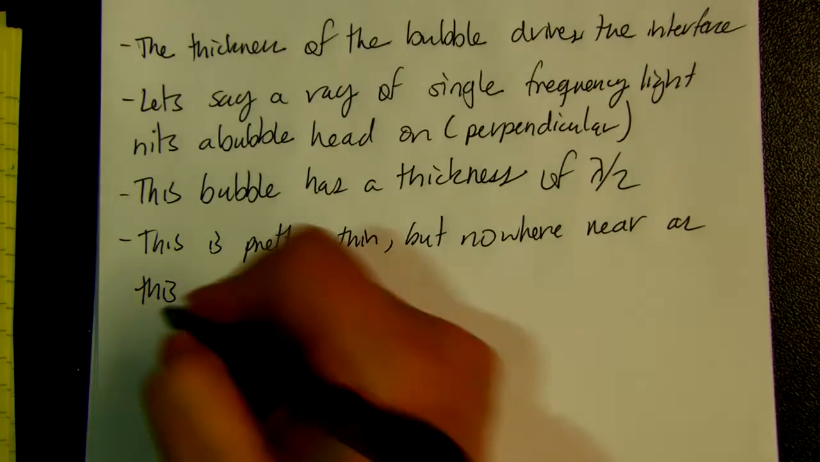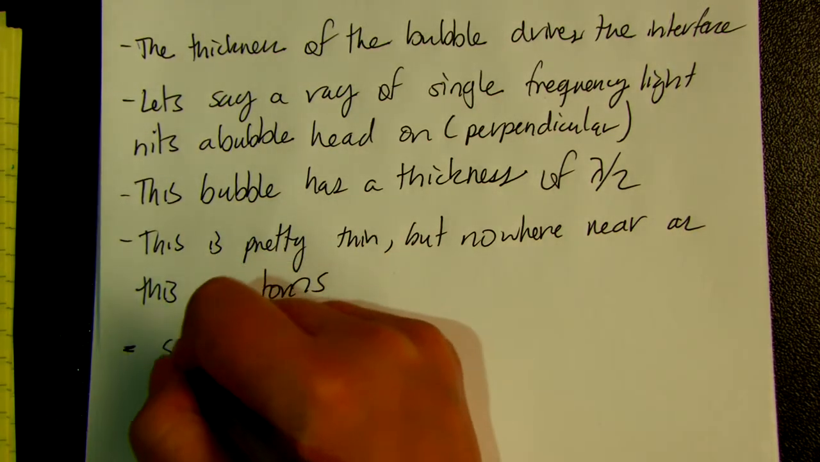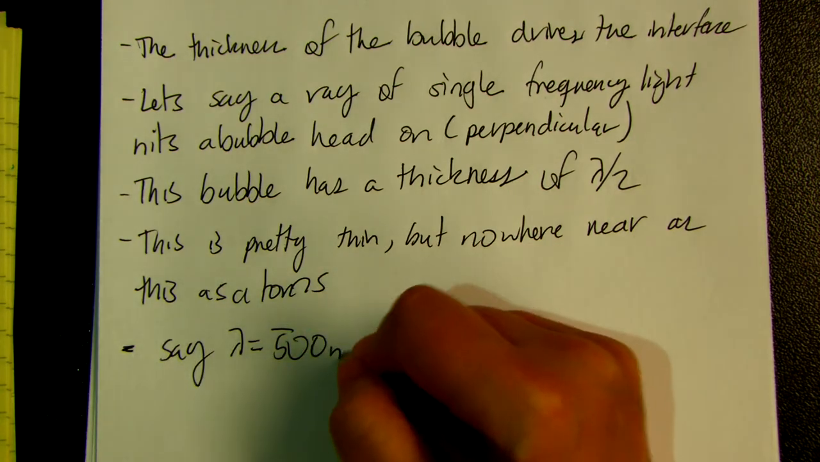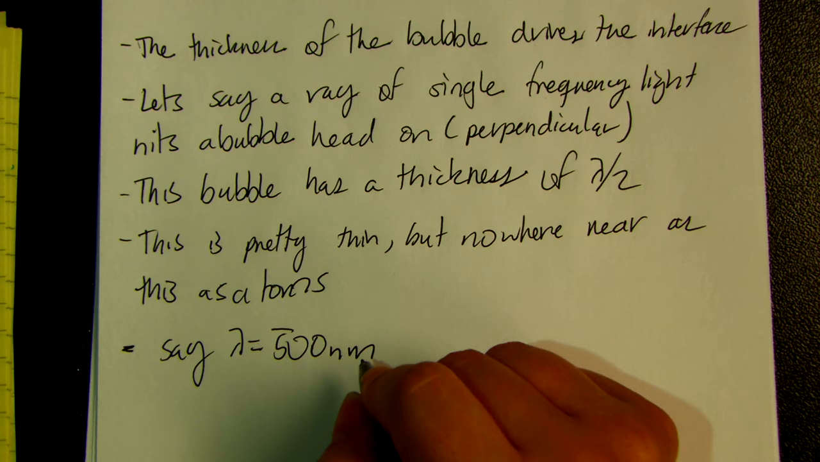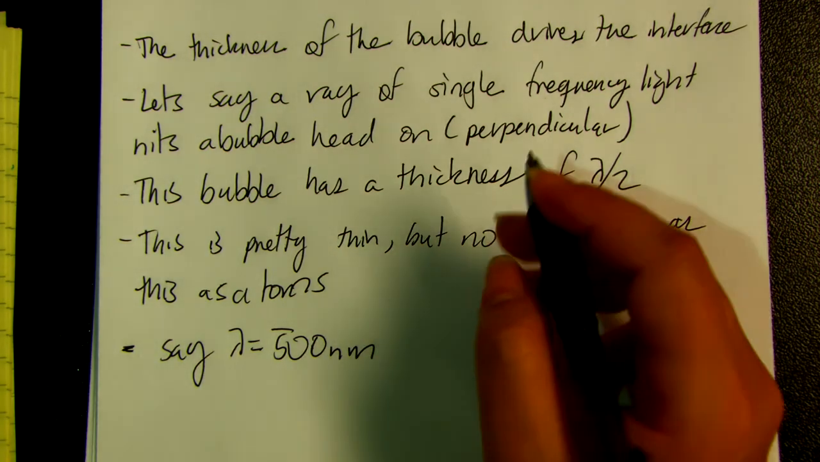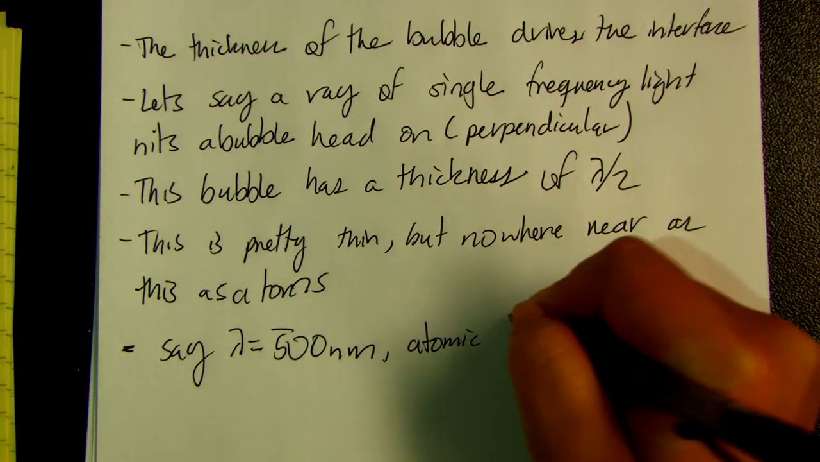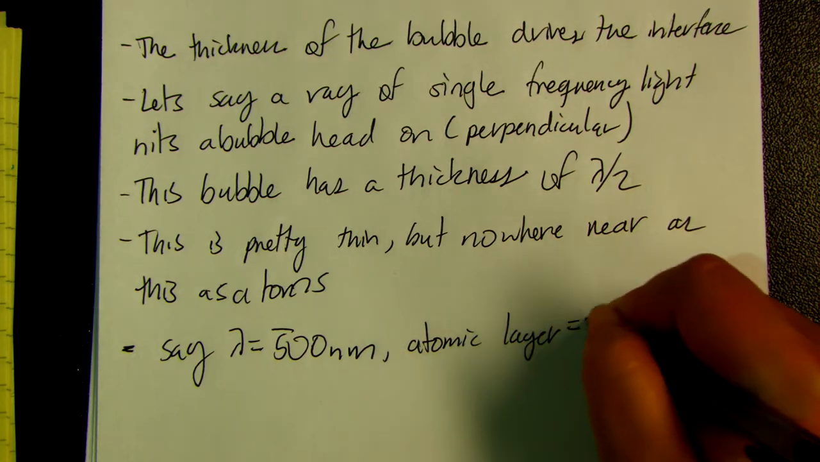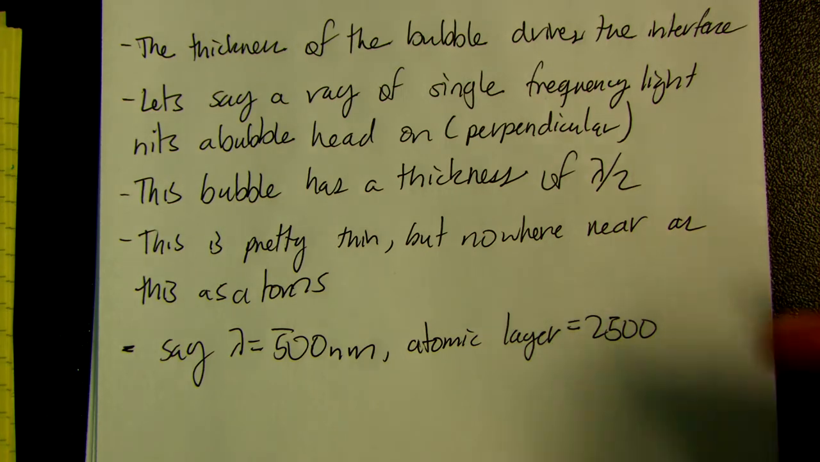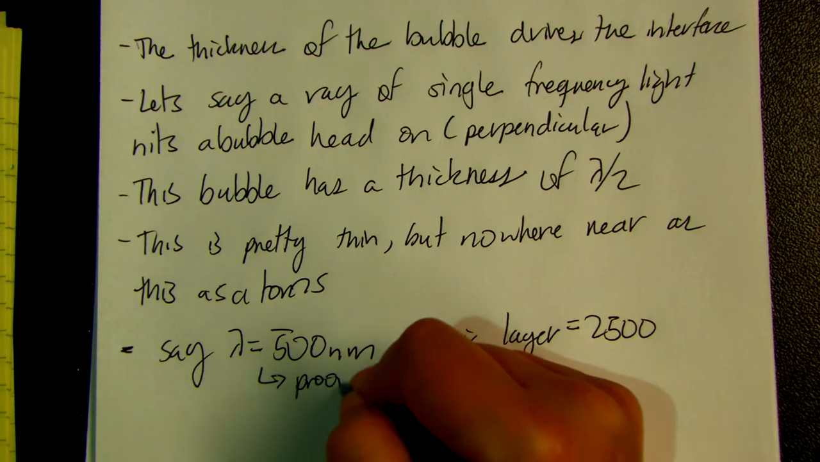Just to get an idea of how many atoms thick this bubble is, let's say lambda is equal to 500 nanometers. So that would be greenish light. 550 is the typical green laser light, so this would be, I think, greenish. Then it would have atomic layers of 2,500. So there'd be 2,500 atoms. This bubble would be 2,500 atoms thick. You should prove this to yourself. It's easy.